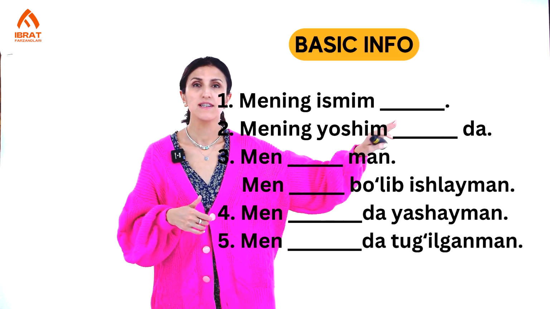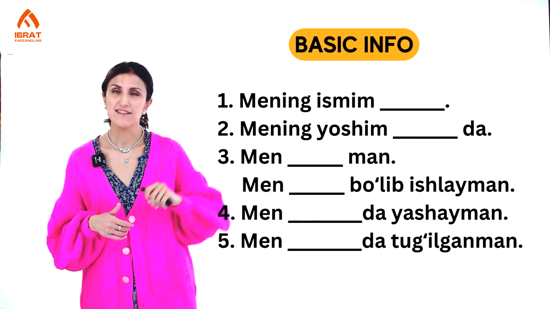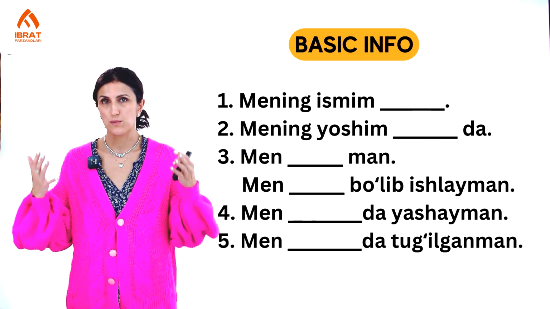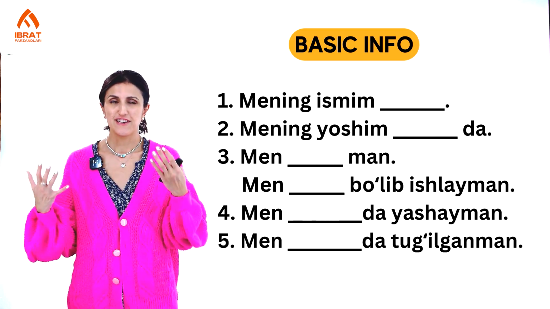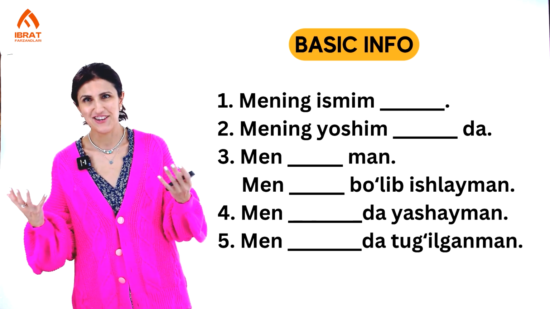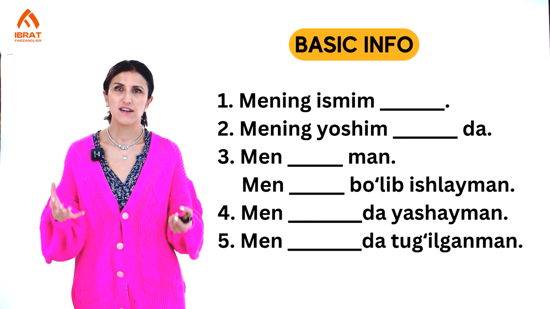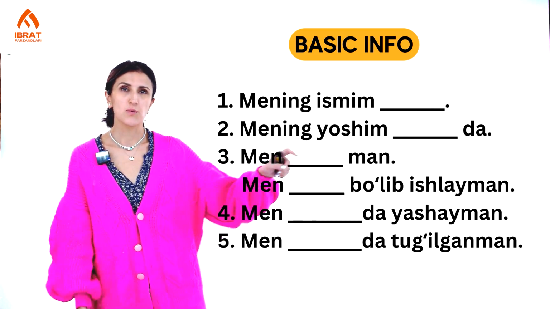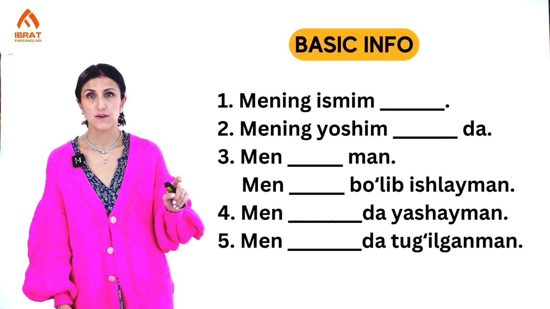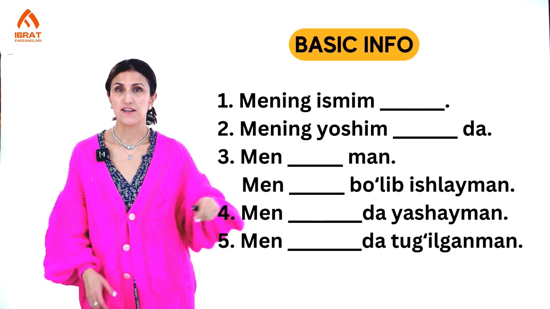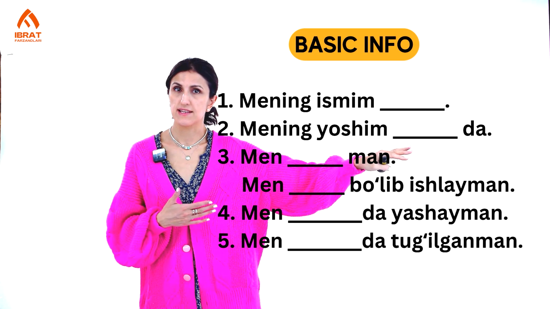Meaning yoshim da. We need da to show that this is full age, like we are in this age. It's not half, it's not almost, right? You are completely that age. So we usually add da here, and over here too I will also explain the meaning of da ending. So, meaning ismam Saida, meaning yoshim 37 da.